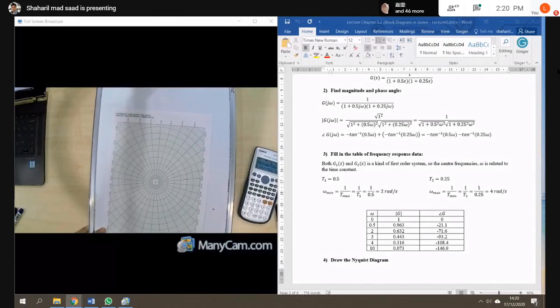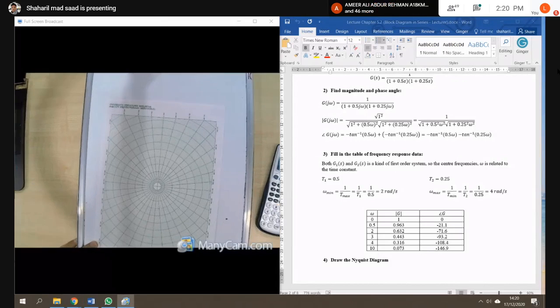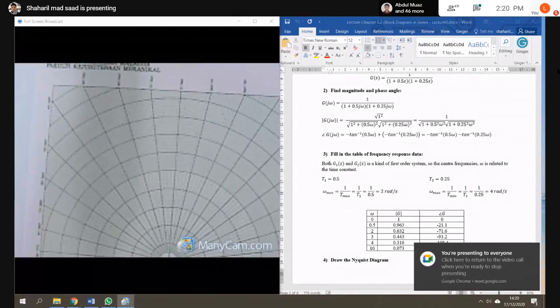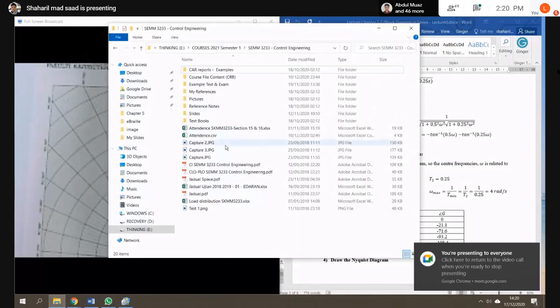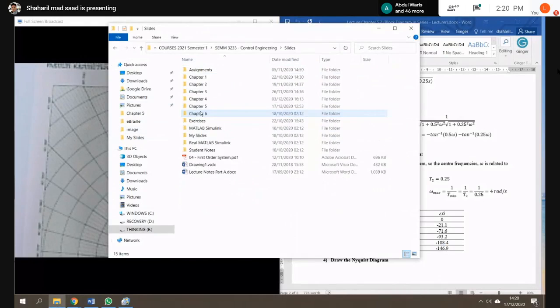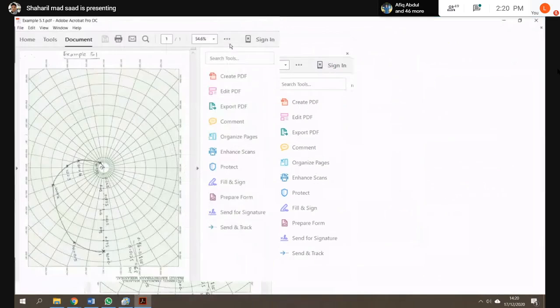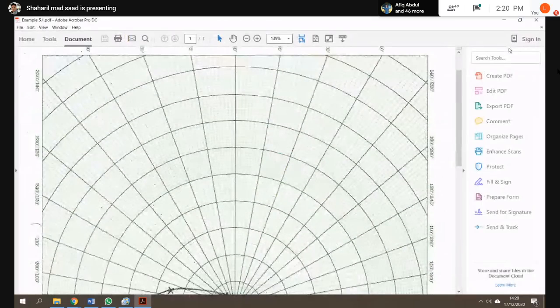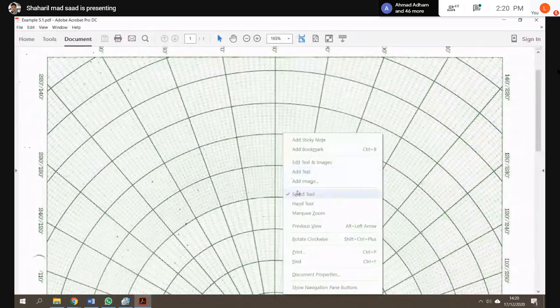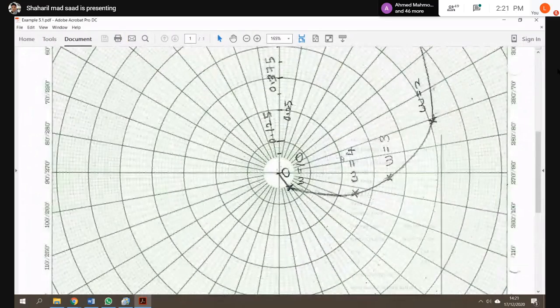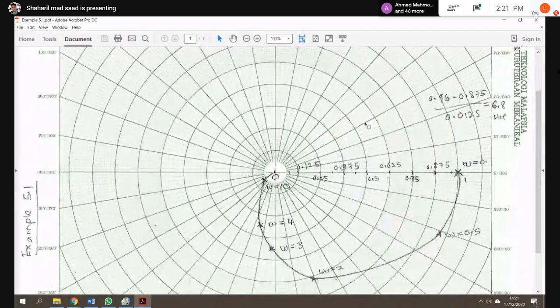So first of all, let's look at the graph. I can't zoom it. Never mind. So I need to open the slide here, example 5 for now. Maybe I can zoom it from here. You will see that this is what we call a polar plot.